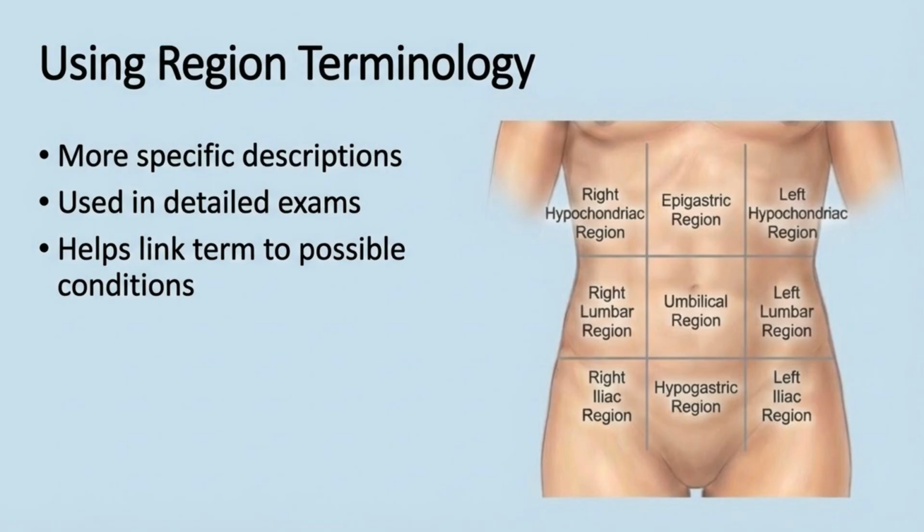The abdomen is divided into 9 regions, each with a standardized name that is used in medical documentation. Using region terminology allows healthcare professionals to describe locations more accurately than quadrants alone. This level of precision is especially important when documenting physical assessments, diagnostic findings, and patient-reported pain. Proper use of region terminology improves communication between healthcare providers and supports accurate clinical decision-making.